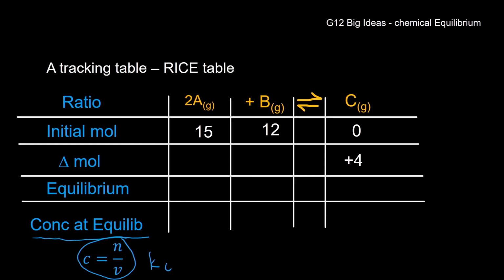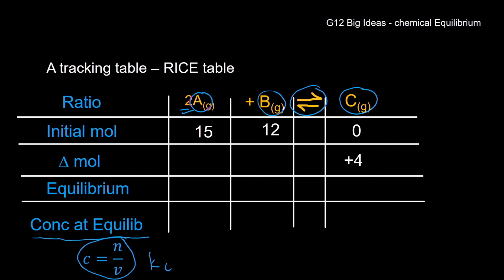I have given you in this table a phantom equation. You can see there it's A, B, and C. My reactants are A gas and B gas, and my product is C gas. I have a double arrow telling me that it is a reversible reaction, and it is balanced. You can see I have 2 in front of the A.